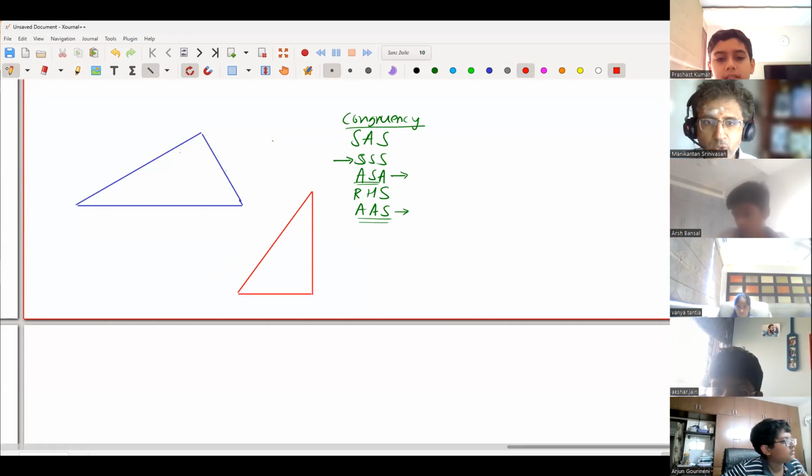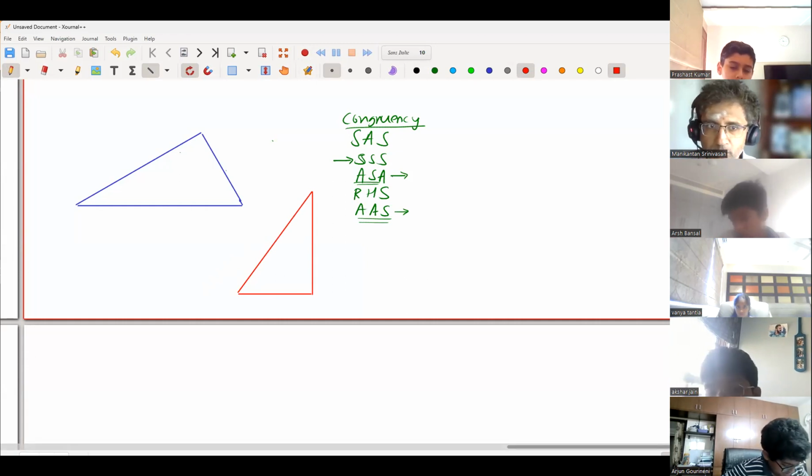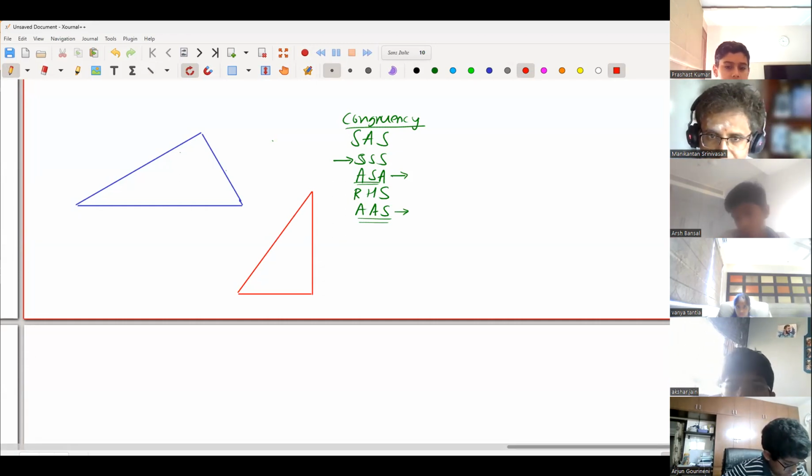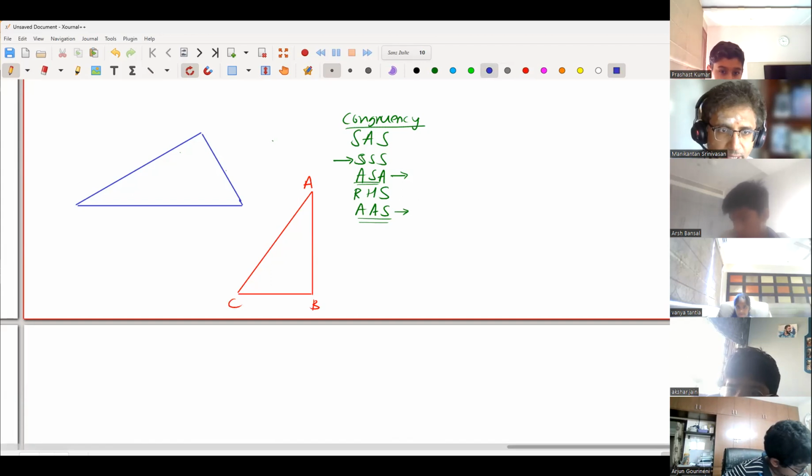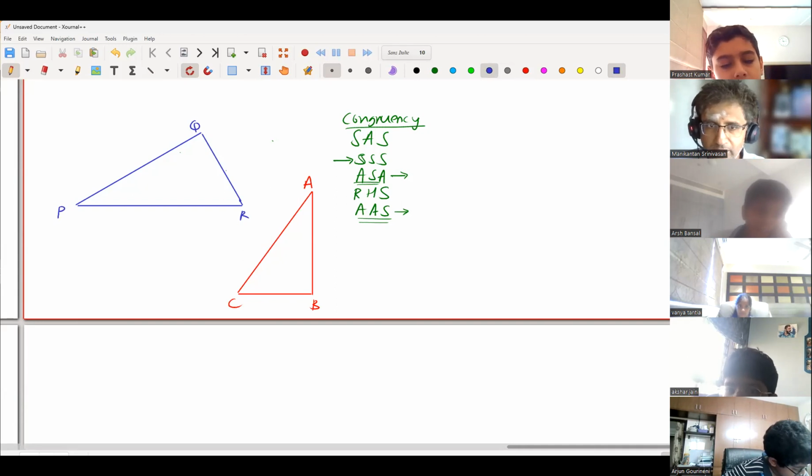Okay, so these two triangles are actually congruent looking, right? By congruent, what do I mean? Let's say I label this one as A, B, and C, and this other one P, Q, and R. Let's assume it's not a right angle triangle, just a normal triangle. I'm not saying it's 89 degrees or something. Don't assume it's a right angle.